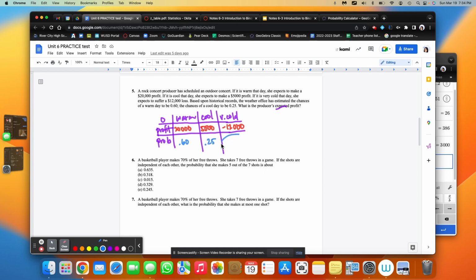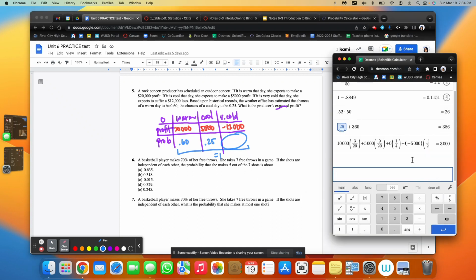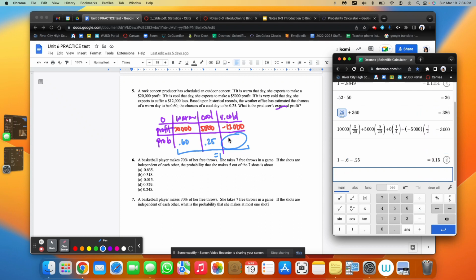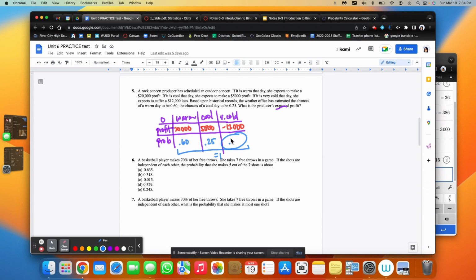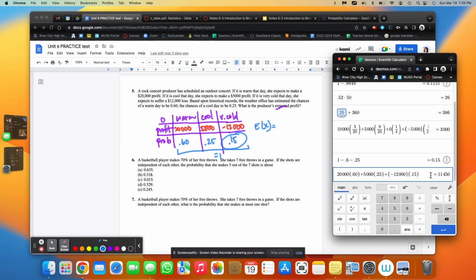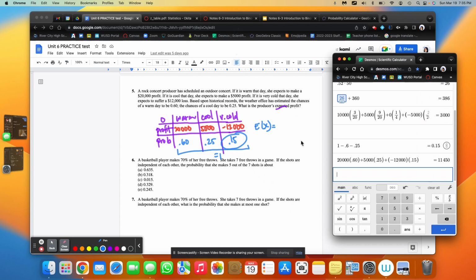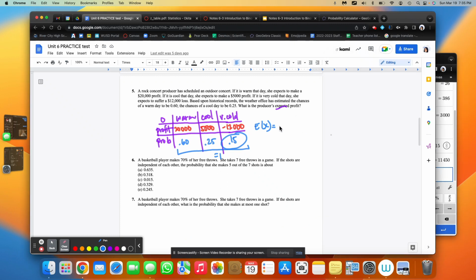It doesn't give us this third probability, but remember that these probabilities should all add up to 1. So to figure out that last probability, we can just do 1 minus 0.6 minus 0.25. That means the probability of it being very cold is 0.15. Now to calculate our expected value, we multiply the profit times the probability and add them together. When we put that in our calculator, we get an expected value of 11,450.